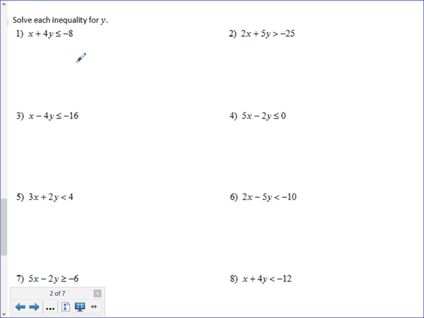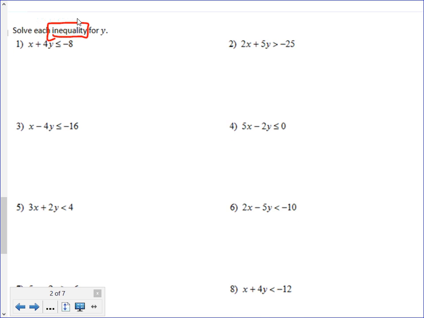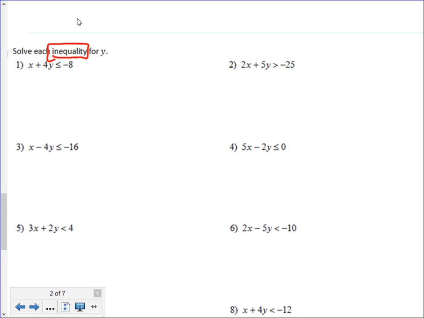Now watch this. Now it says solve each inequality for y. There's one special rule you have to remember with inequalities. Do you remember? If you multiply or divide by what? What do you have to do?